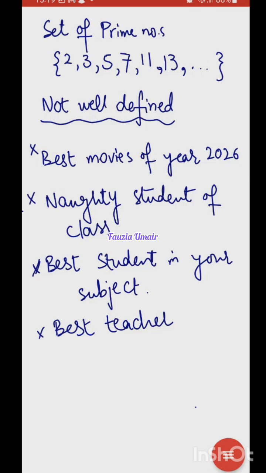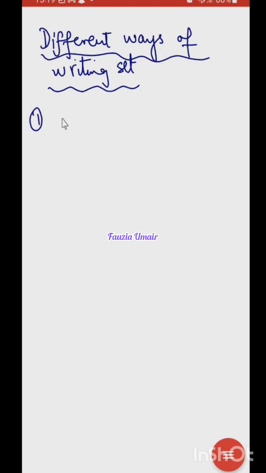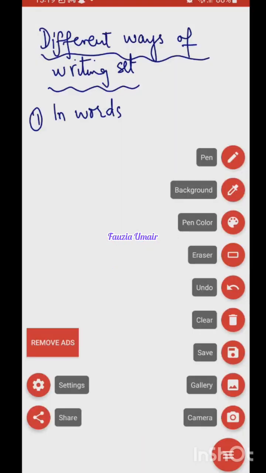All right. So now let's talk about different ways of writing. I'm basically concluding this whole discussion with different ways of writing a set. Okay, so there are 3 ways in which you can write down a set. For example, the first way is in words. ठीक है? So जैसे हम अभी लिख रहे थे, आपने देखा होगा कि how I'm writing a set. So I was writing the set of vowels. ठीक है?